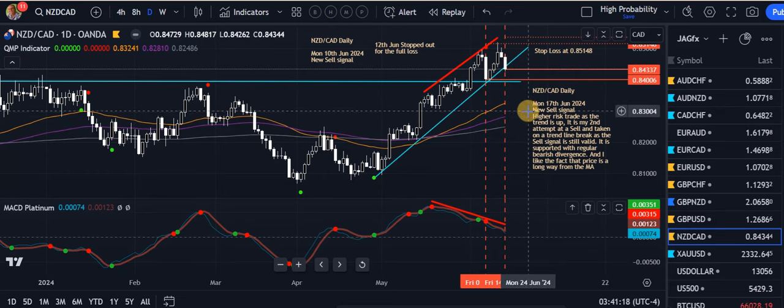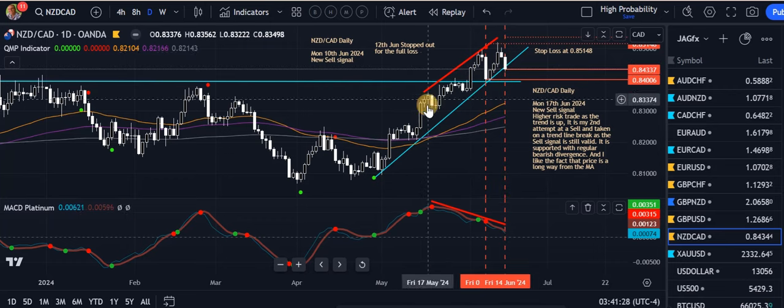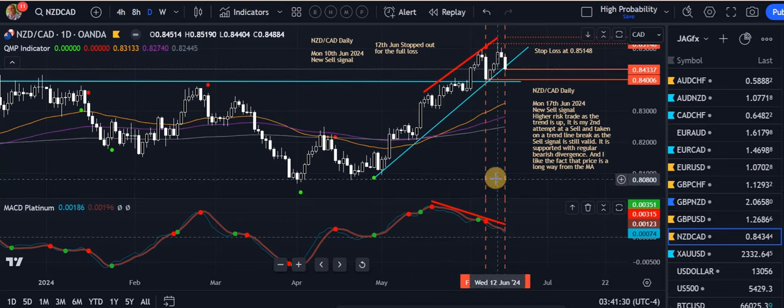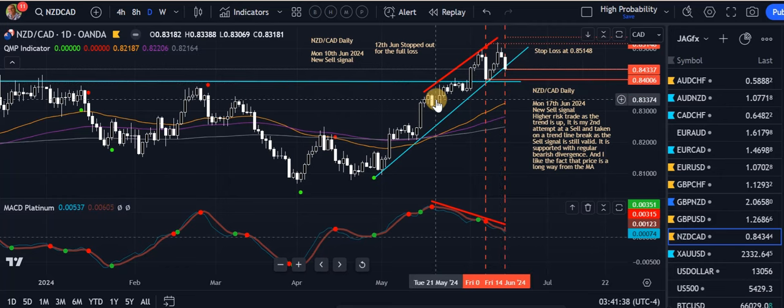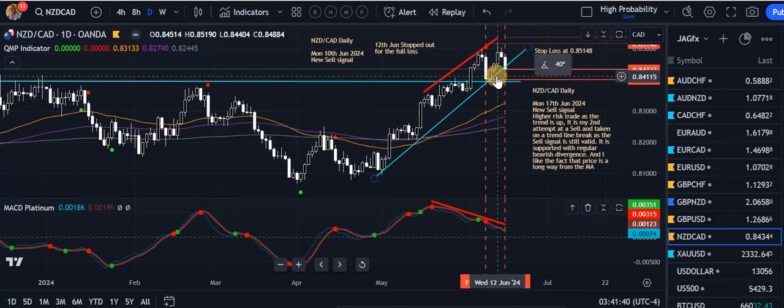So I'm having a second go at a sell, similar to the pound USD. So stopped out for a full loss. One of those just spiked through ones, coming back down again, taking the sell. Price is going up, MACD's going down, big divergence. My concern is this line here, will it turn into support? What was resistance sometimes becomes support.